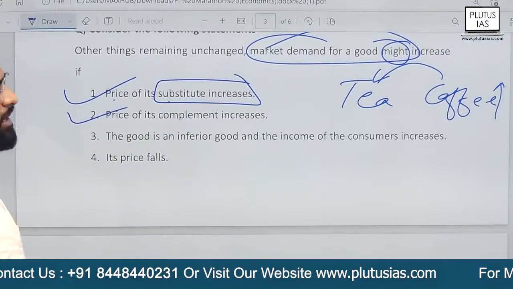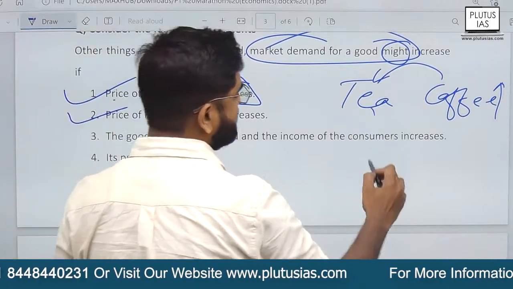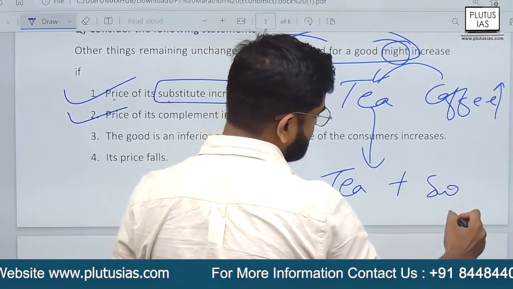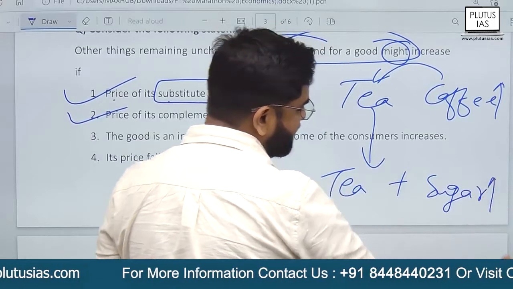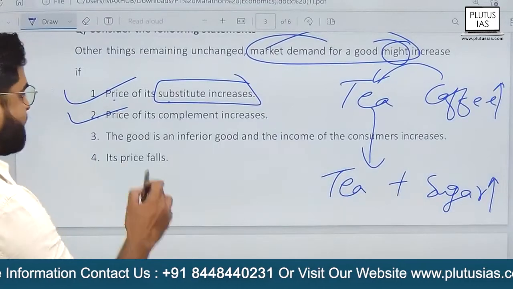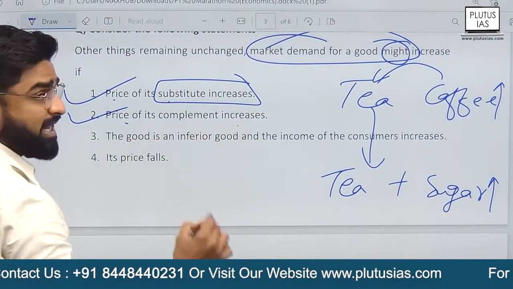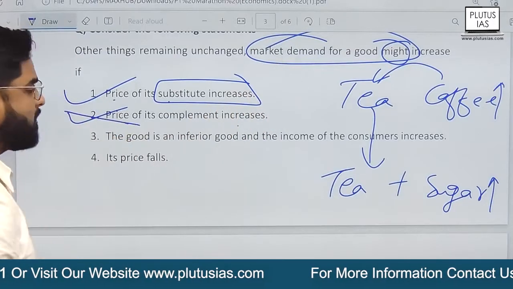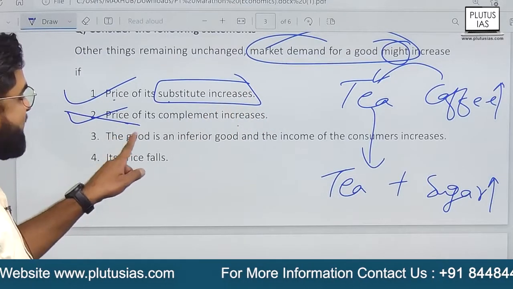Price of its complement increases. Tea में you require tea leaves and also sugar. So if sugar prices increase, there are chances that you may switch to coffee. So if the price of its complement increases, the market demand is less likely to increase. So wrong statement. Next, the good is an inferior good.